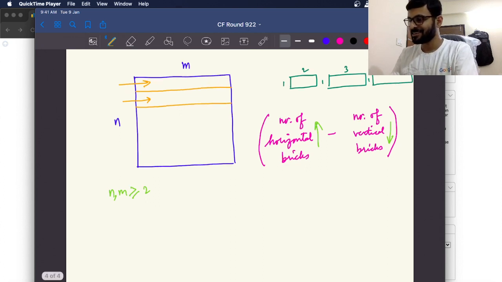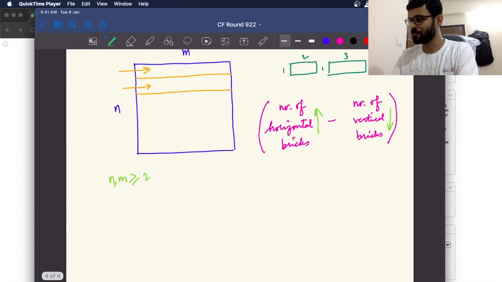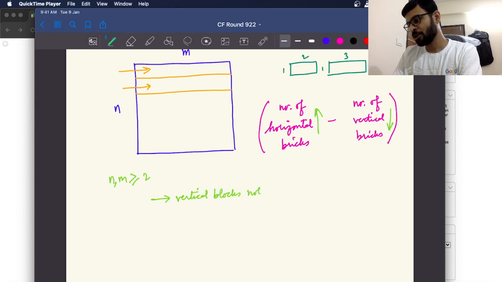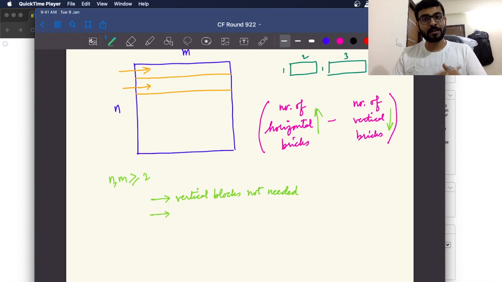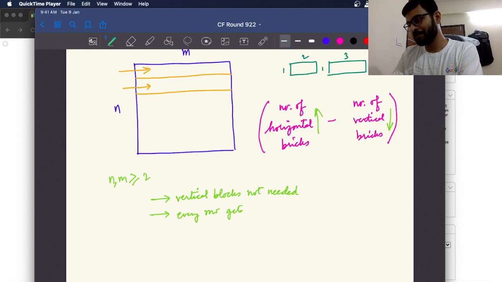So there are two things we have derived by now. One is that vertical blocks are not needed, and the second point is that every row can be handled independently. Every row can be handled independently. Gets occupied independently.